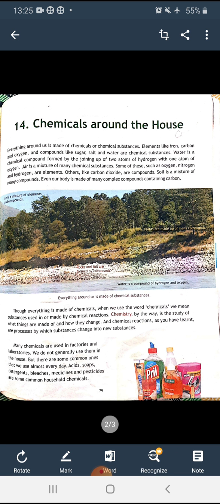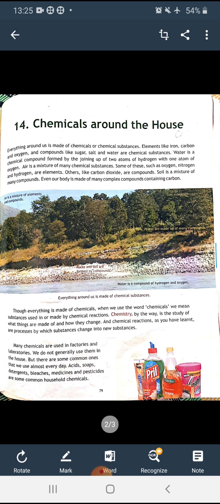And air is a mixture of many chemical substances. Some of these, such as oxygen, nitrogen, hydrogen, are elements, right? But carbon dioxide, because it is made up of atoms joined together, is a compound. Carbon dioxide is formed by one atom of carbon and two atoms of oxygen. And soil is a mixture of many compounds. Even our body is made up of many complex compounds containing carbon.